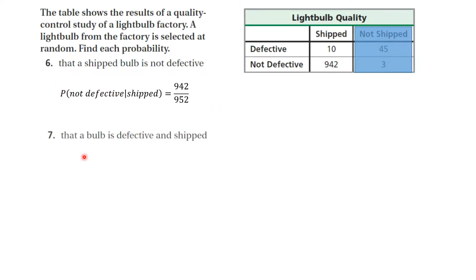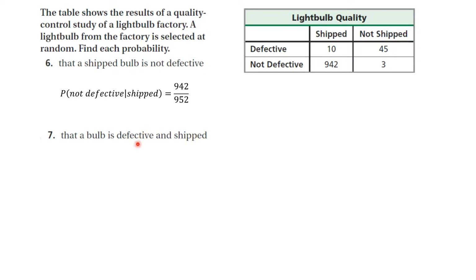We can also look for the probability that the bulb is defective and shipped. So for this one, we need the full deal because we don't have anything given. We just want to know what is the probability that it's defective and shipped. Now, this is going to bring us to the question of, is it independent or not? For this, we actually don't need to know whether or not it's independent. We'll check that in just a minute.